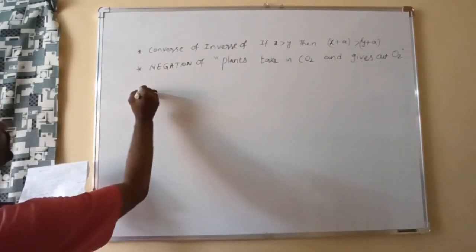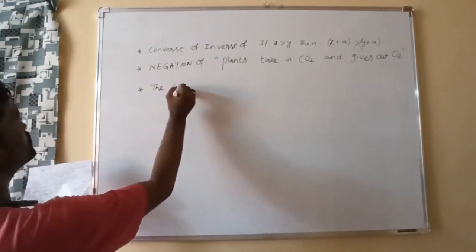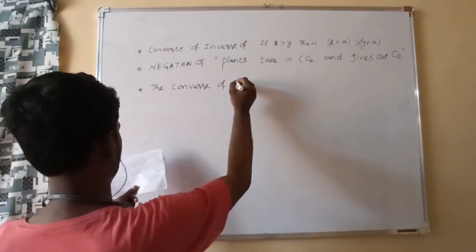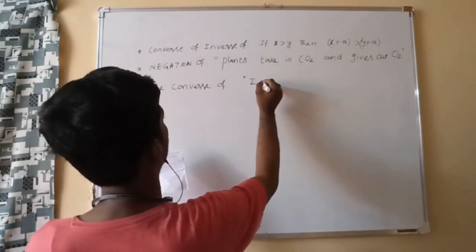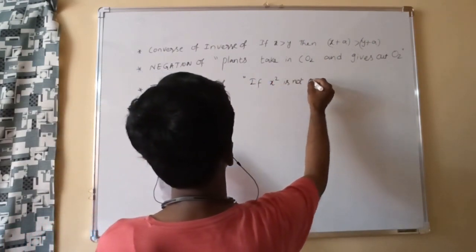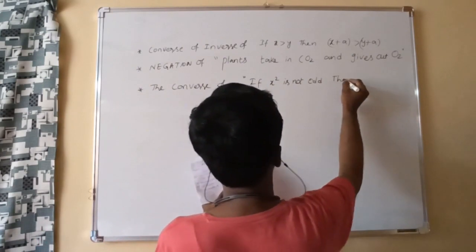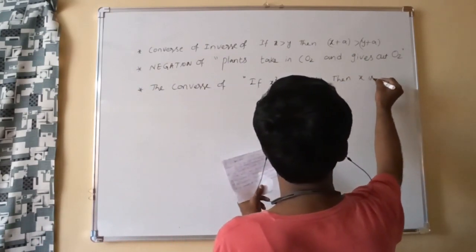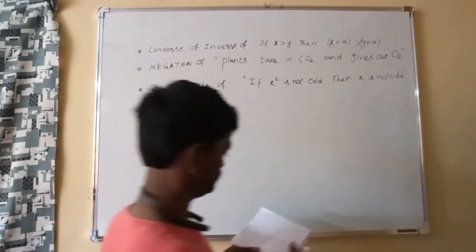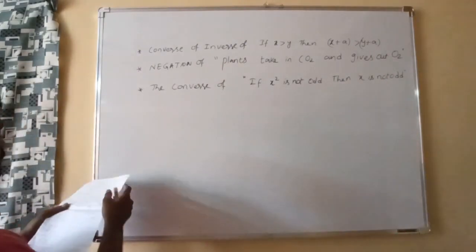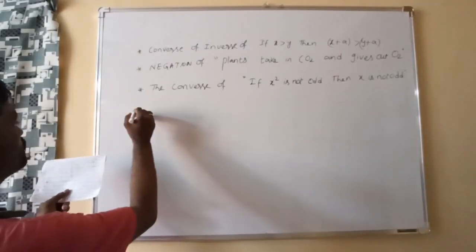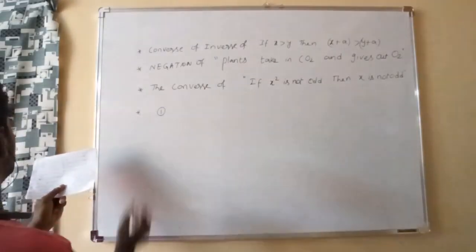Next, what is the converse of: if x square is not odd, then x is not odd? Next one, which of the following is a tautology?